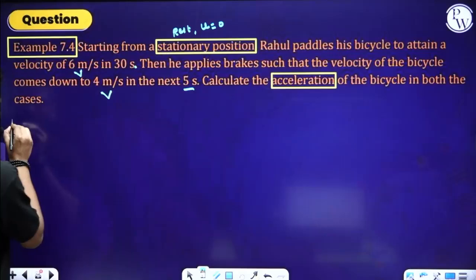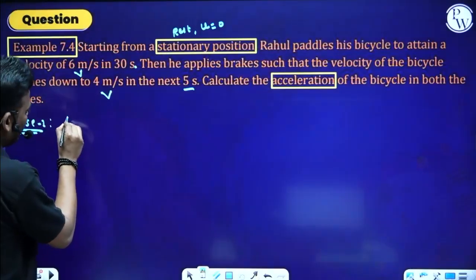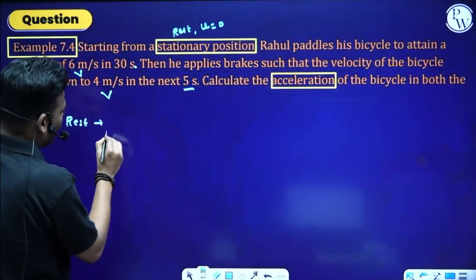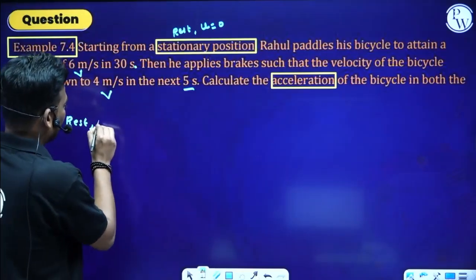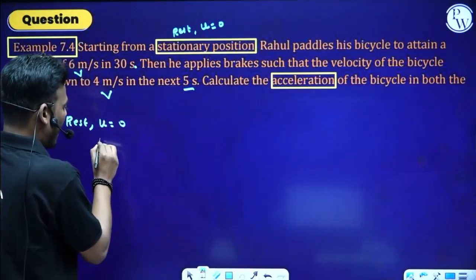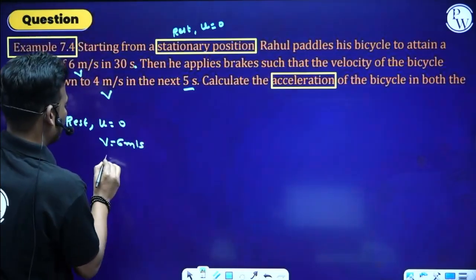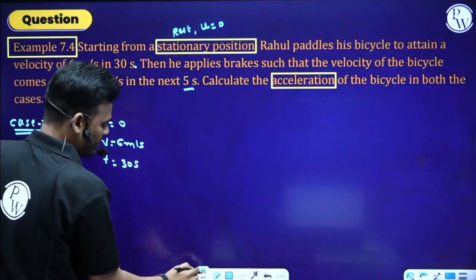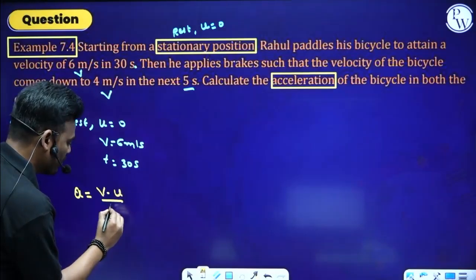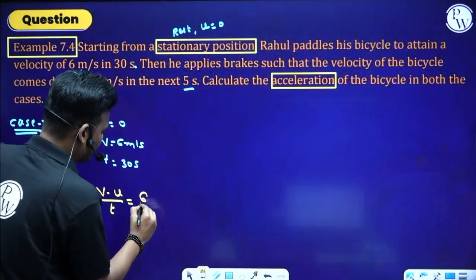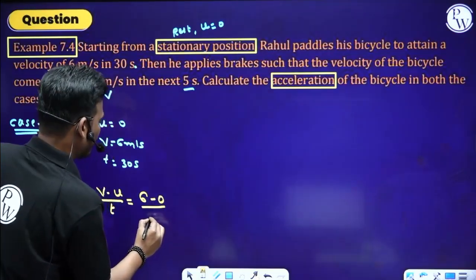So let's consider case 1. What is case 1? The bicycle has started from rest, which means 0 meter per second, and the final velocity, how much is it? 6 meter per second, and the time is 30 seconds. Acceleration is given by final velocity minus initial velocity divided by time. So the final velocity is 6 meter per second, the initial velocity is 0 meter per second, and the time is given as 30.